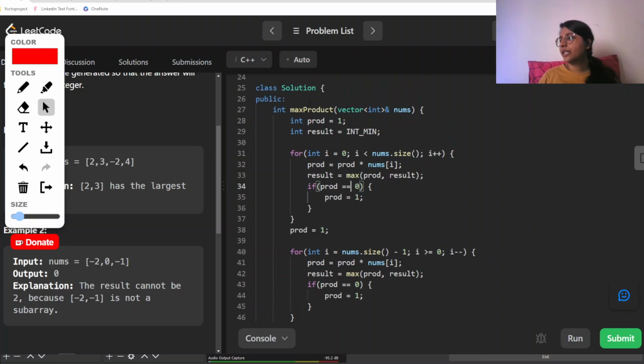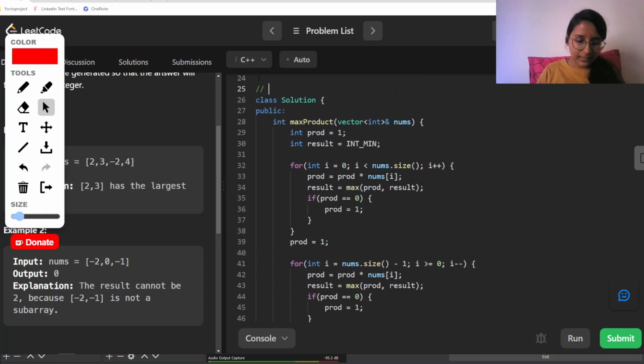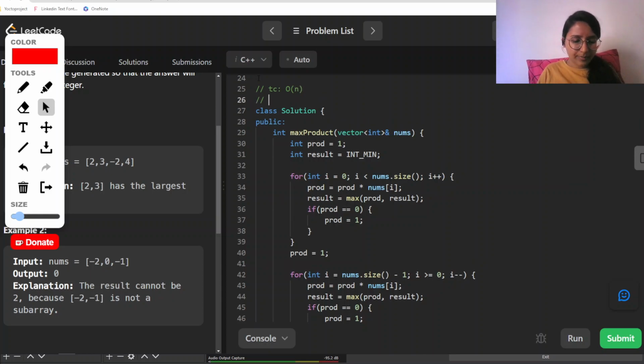And now comes the part for the time complexity and space complexity. So the time complexity for the same is order of n, and the space complexity for the same is order of 1, as we are not using any extra space.